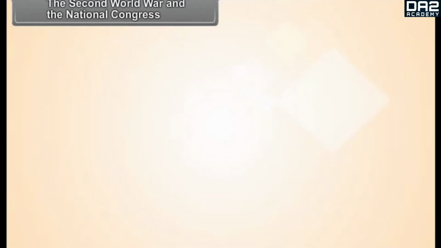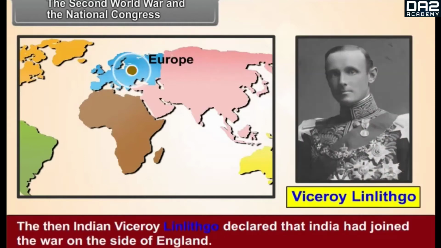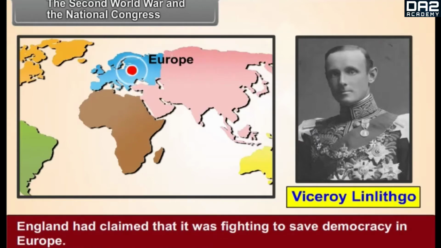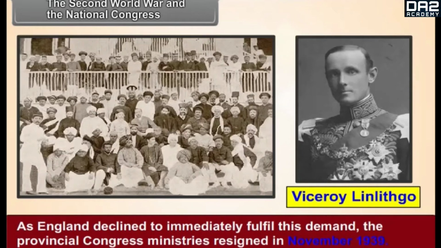The Second World War and the National Congress. In 1939, the Second World War began in Europe. The then Indian Viceroy Linlithgow declared that India had joined the war on the side of England. England had claimed that it was fighting to save democracy in Europe. The Congress thereupon demanded that if England's claim was honest, it should at once grant independence to India. As England declined to immediately fulfill this demand, the provincial Congress ministries resigned in November 1939.